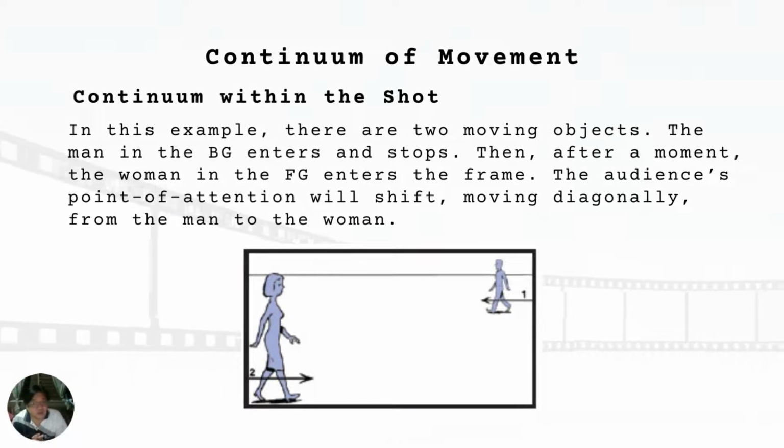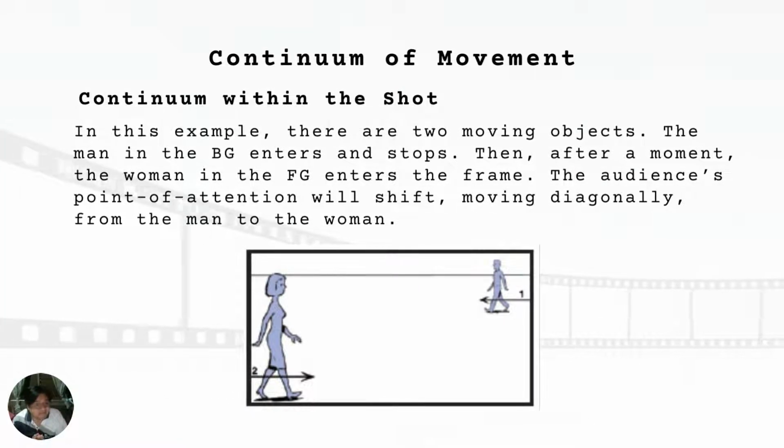Okay, next. In this example, there are two moving objects. The man in the background enters and stops. Then after a moment, the woman in the foreground enters the frame, and the audience's attention will shift, moving diagonally from the man to the woman. So, diba? Let's say dito papasok yung lalaki, of course, it will catch your attention. And then after that, biglang may pumasok na babae dito. Of course, your focus will change from one point to another.